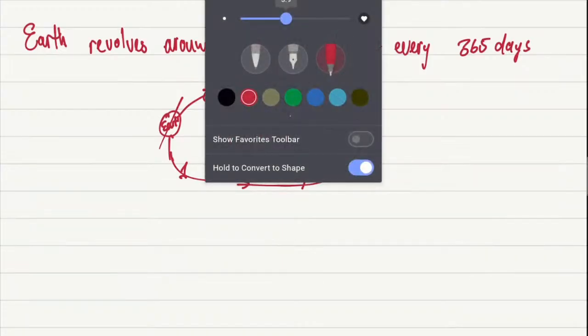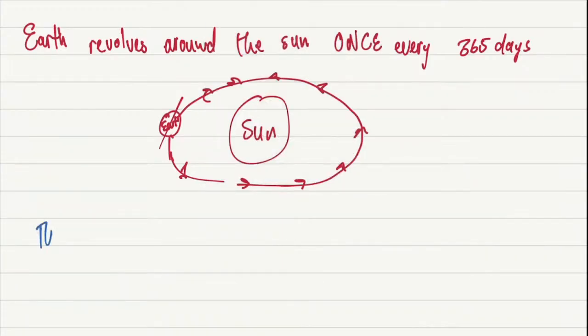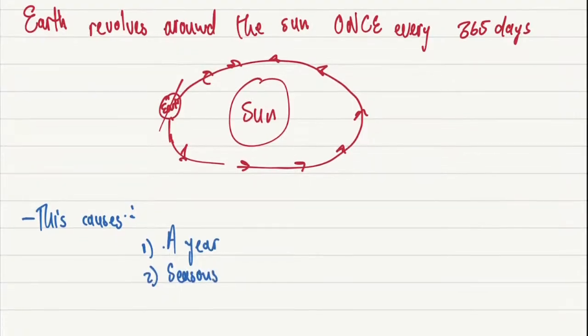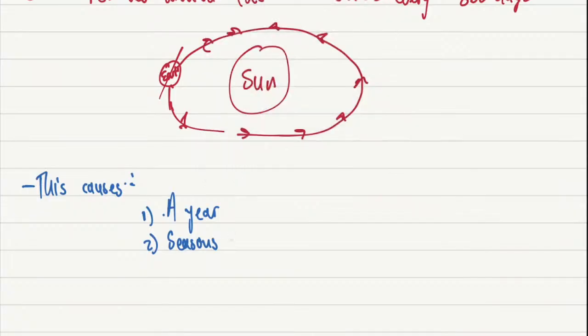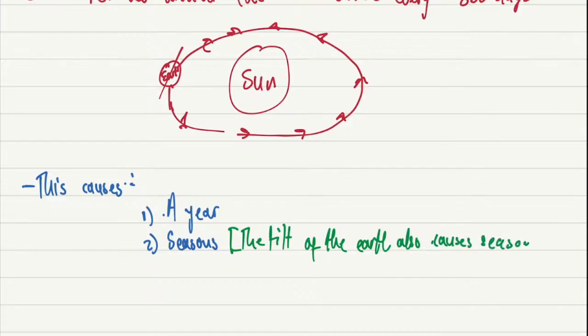The earth going around the sun, what does that cause? This causes the revolving of the earth. This causes 1, a year, and then 2, seasons. Okay? And I want you to put in bracket to say, so when the earth is going round the sun, that is when we are experiencing different seasons? Yes! Is that why it's winter right now? Yes! Okay? And I want you to say here, the tilt, also the tilt of the earth also causes seasons.